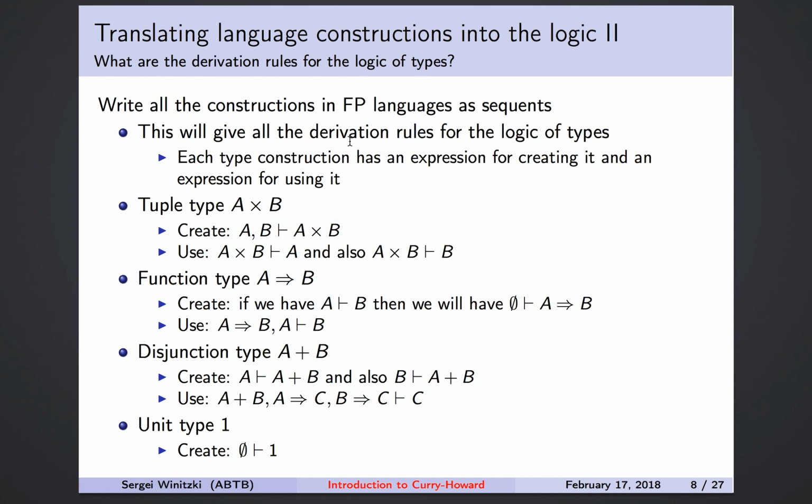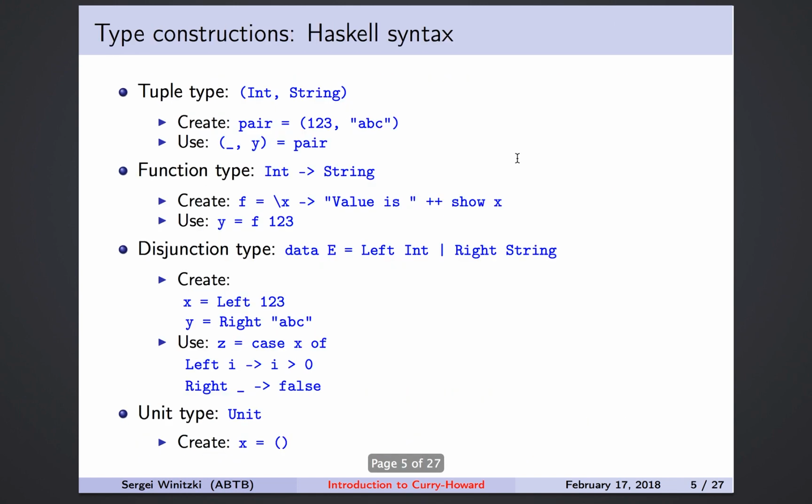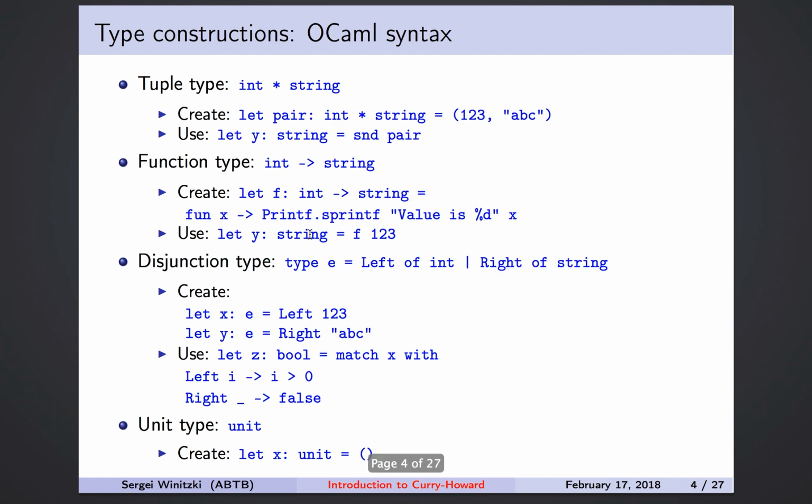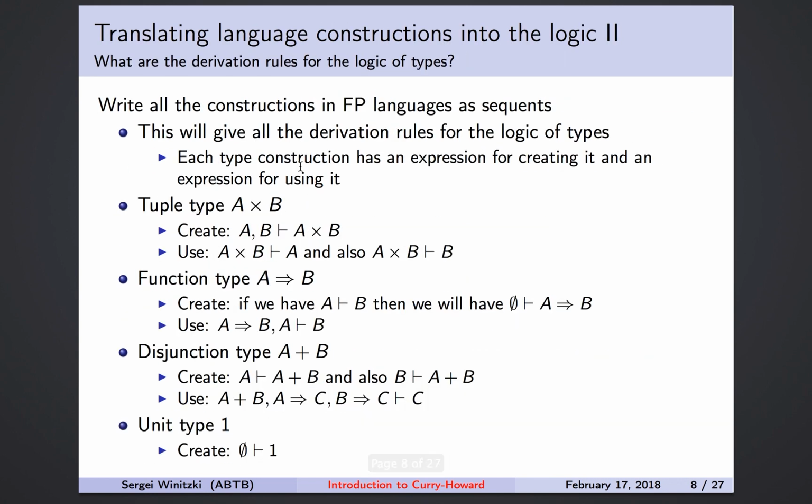The expression for creating it and the expression for using the type construction, they both give rise to some sequent, because we can just describe these expressions in terms of sequents. And so this sequent, for example, would assume that the function f has been already computed and that this number has been already computed. So that would be the sequent that has these two as premises and this type as the goal. So if we translate all of those constructions into the language of sequents, here's what we get.